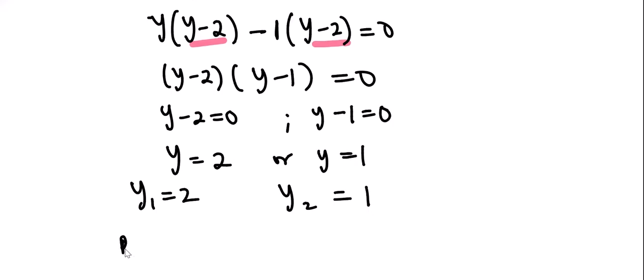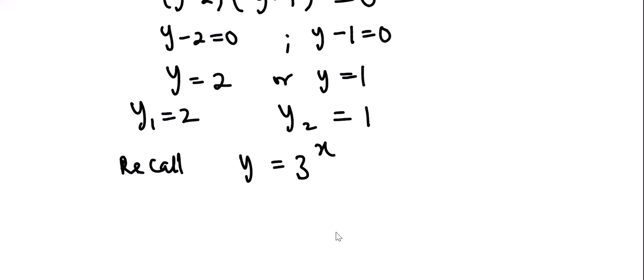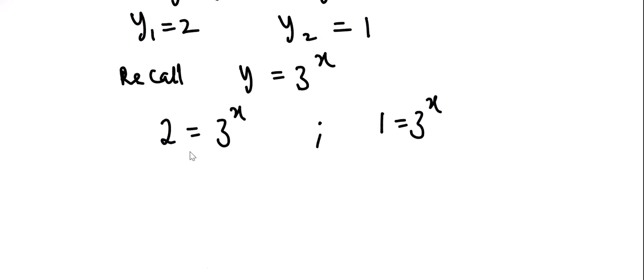Recall that y equals 3 to the power of x. Since y equals 3 to the power of x, for y1, which is 2, we have 2 equals 3 to the power of x. And for y2, we have 1 equals 3 to the power of x. Now let's solve this. For case 1, here we have 2 equals 3 to the power of x.